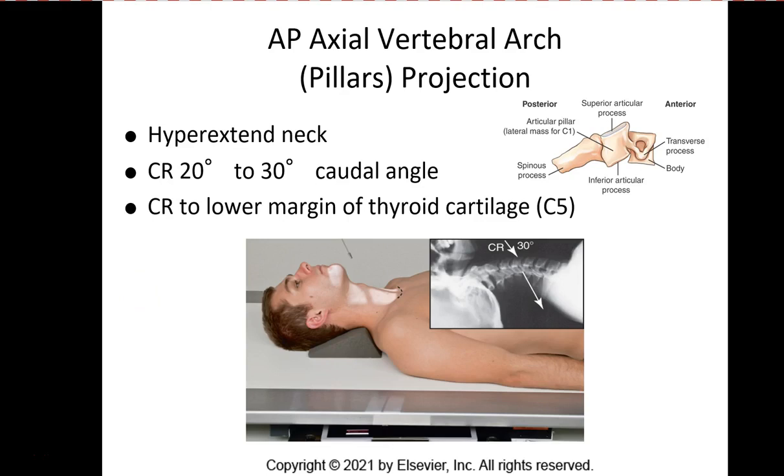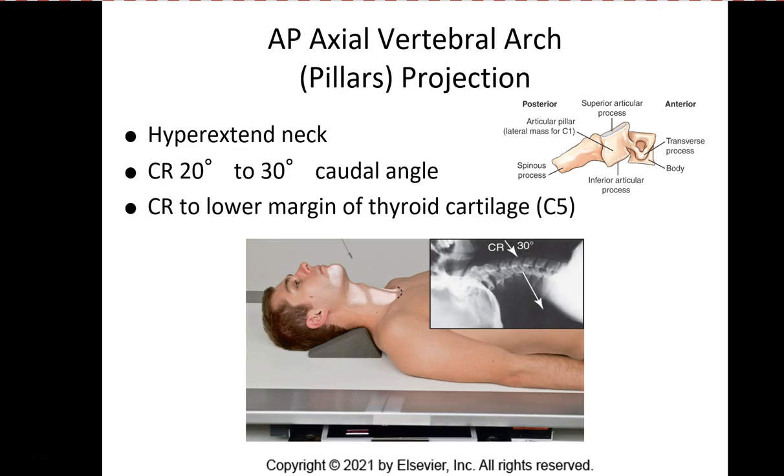This projection is done for pathology that involves the articular pillars of the cervical vertebrae. So do you remember what that is? Look, the articular pillar is this chunk of bone in between the superior articular process and the inferior articular process. So this projection shows us that chunk of bone very nicely. It also shows us the spinous processes of the cervical and thoracic vertebrae, particularly in patients with a whiplash type injury. So that's when we would use this, okay?